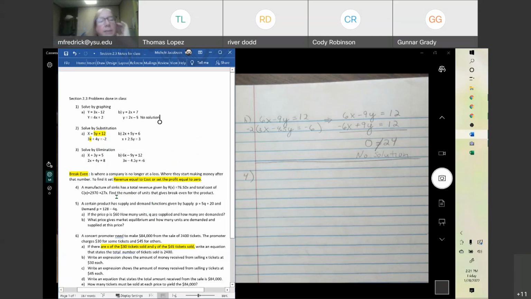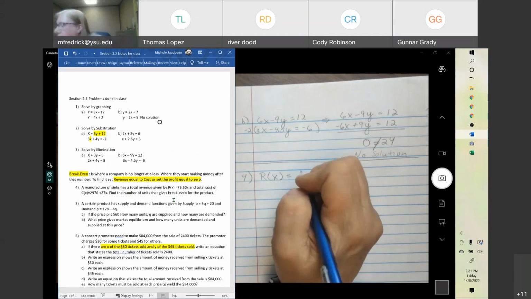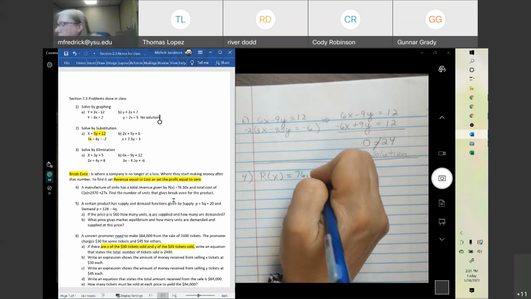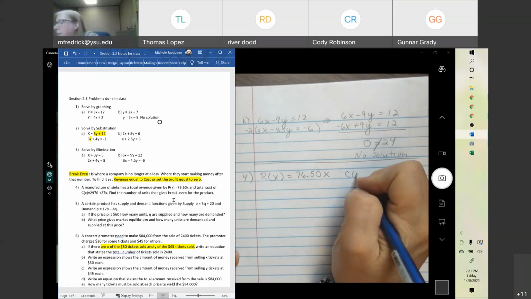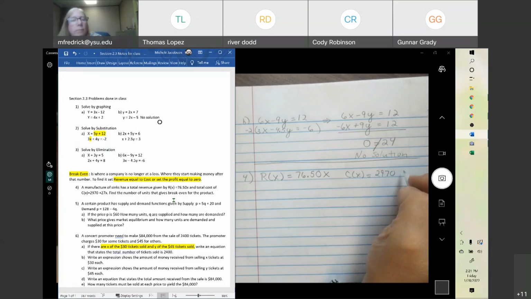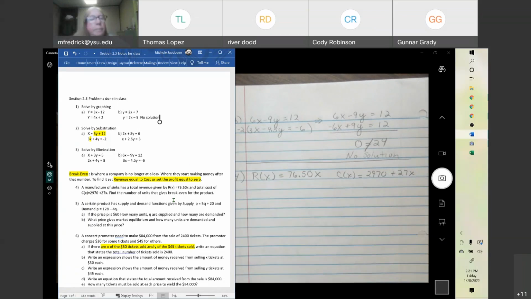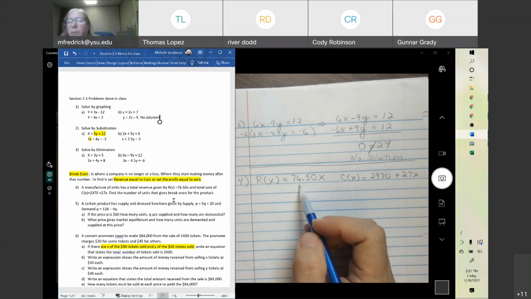A manufacturer of sinks has a total revenue given by R of x equals 76.5 and cost 70 plus 27. Find the number of units that gives the break even for the product. So we want to find the break even quantity. Break even, you set the two equal.